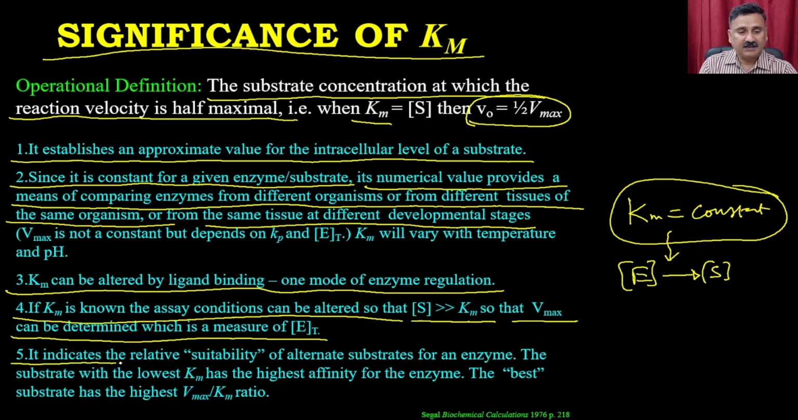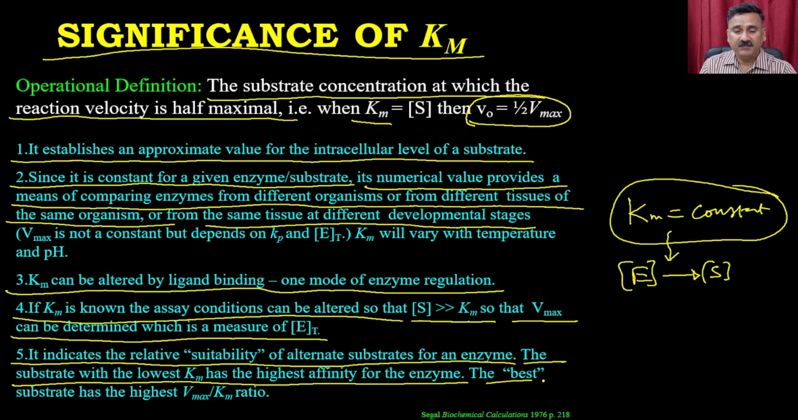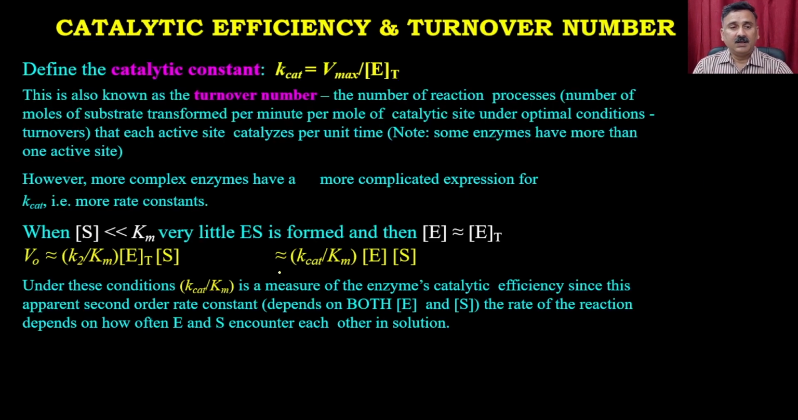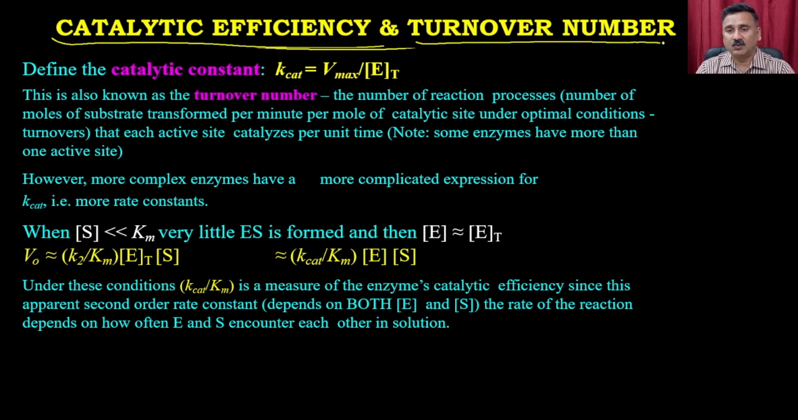It indicates the relative suitability of alternate substrates for an enzyme. The substrate with the lowest Km has the highest affinity for the enzyme. The best substrate has the highest Vmax by Km ratio. Now, apart from the Km, you also have two more parameters which can be used to compare enzymes. One is called the catalytic efficiency, another is called the turnover number.